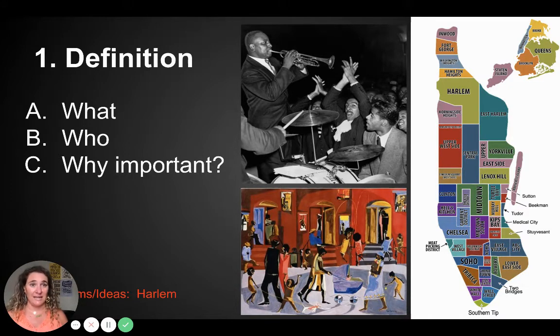Harlem is actually a neighborhood in New York, on the island of New York. So you can see where my cursor is right here in this green color. That's Harlem. And it became home to educated African Americans and a middle class group of African Americans in the 1920s. The who was primarily artists.